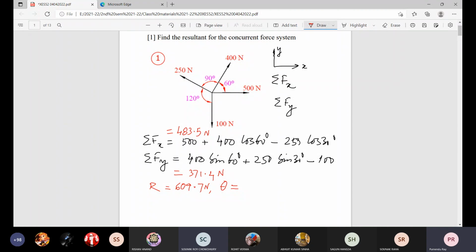Tan inverse 0.768 in degrees is 37.53. Now, some people prefer to put the degree at the end. Some people put the degree after that whole number 37, not after the decimal 53. So I prefer this one.